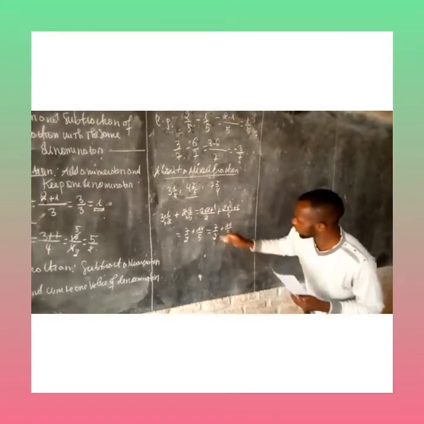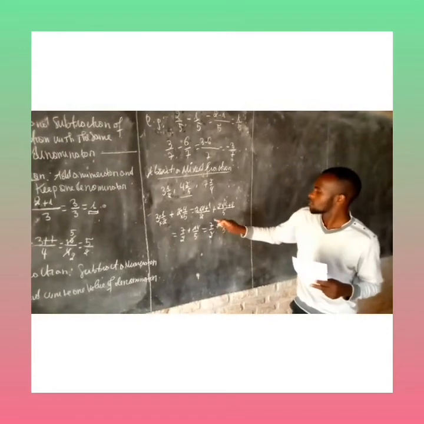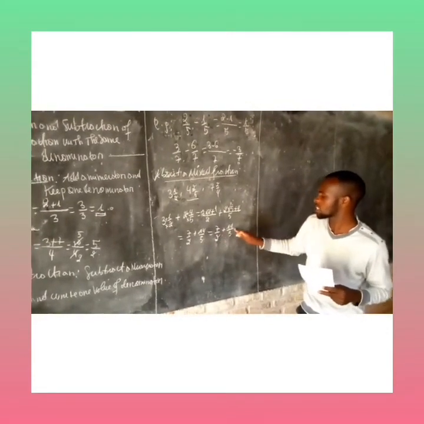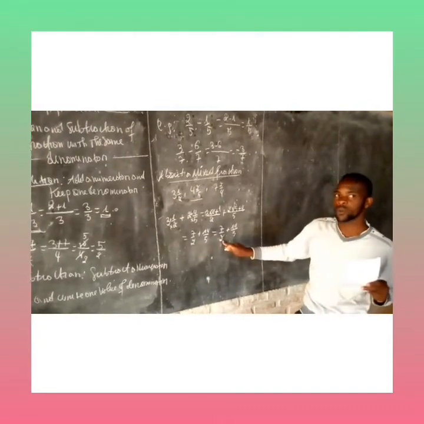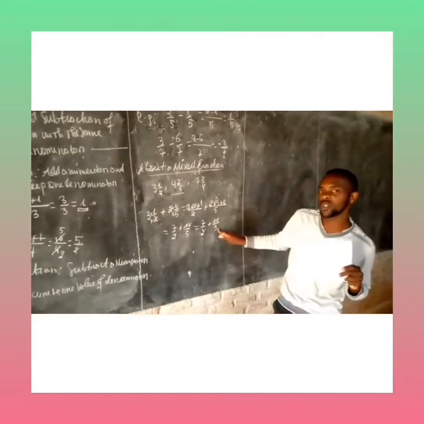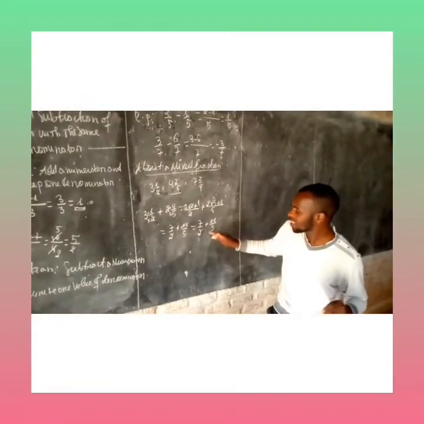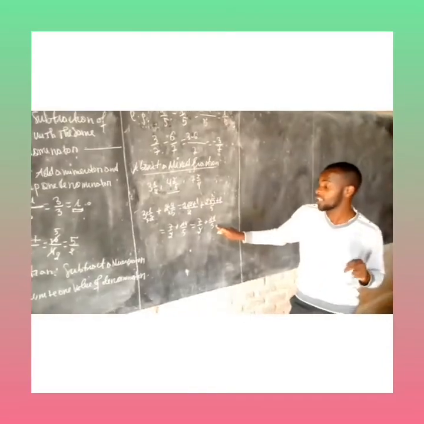Now here we have fractions, and we are asked to find the sum of the first fraction plus the second fraction. Do you see here? The denominator of the first fraction is 2 and the denominator of the second fraction is equal to 5. This means the denominators are different.